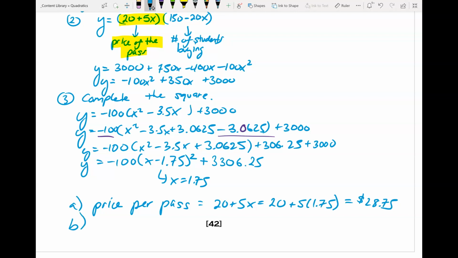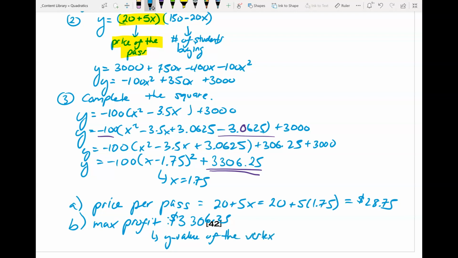Lastly, we want to find the maximum profit. And when you calculate the max profit, we're going to insert that x value into our y, or in other words, we can look at the y value of our vertex. And that is going to be 3,306.25 is our maximum profit. So this is the y value of the vertex. And we are done, and also done this unit.